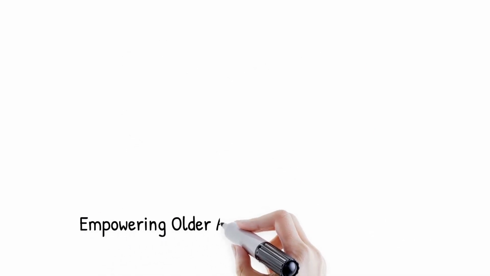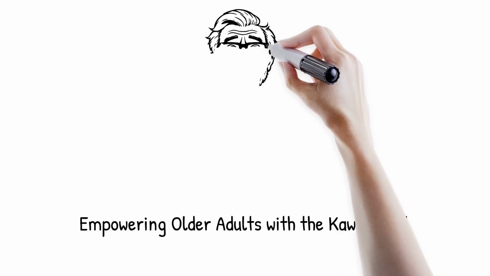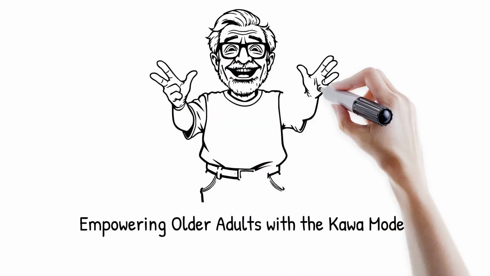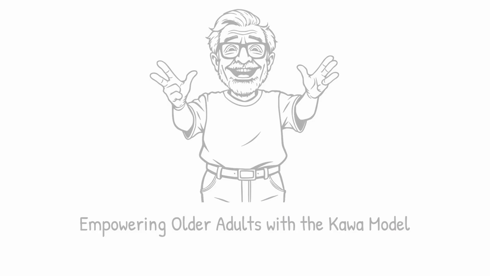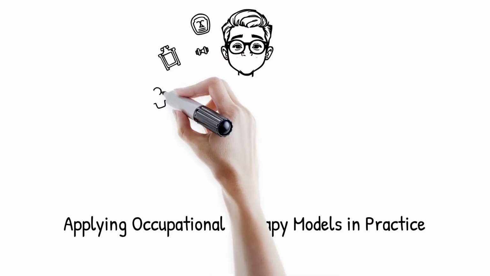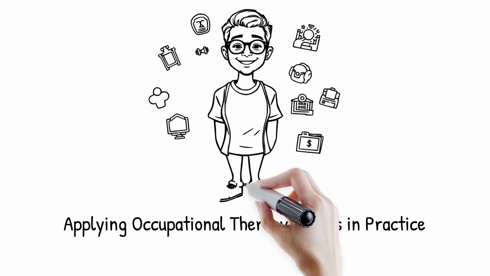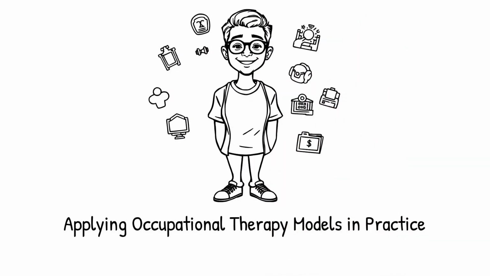For older adults who feel unseen or disempowered, the Kawa model offers a powerful way to affirm identity, co-design goals, and support meaningful re-engagement in life's flow. As you head into placement, remember, these models aren't just academic tools. They're practical lenses that help you see the whole person, their environment, and the occupations that bring meaning to their lives.